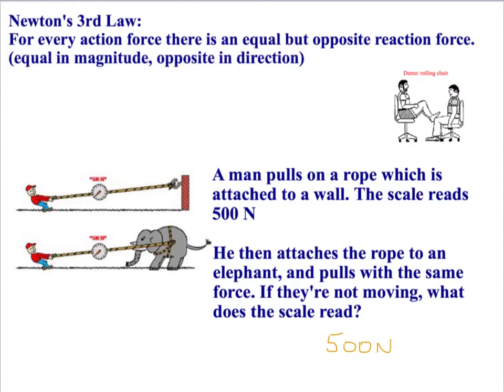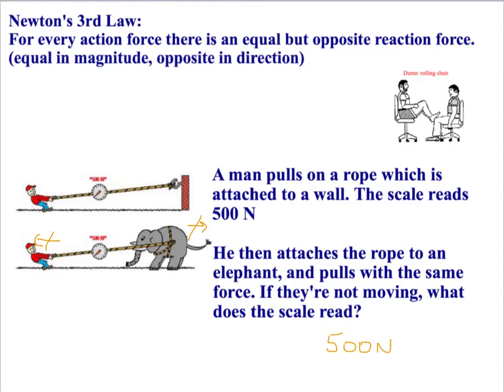And you might say, well, wait a sec. If the guy pulls this way with 500 newtons, the elephant's got to be pulling this way with 500 newtons. Shouldn't the scale read 1,000 newtons? Or maybe 0. Sometimes people think, well, these forces maybe cancel out and there's 0.